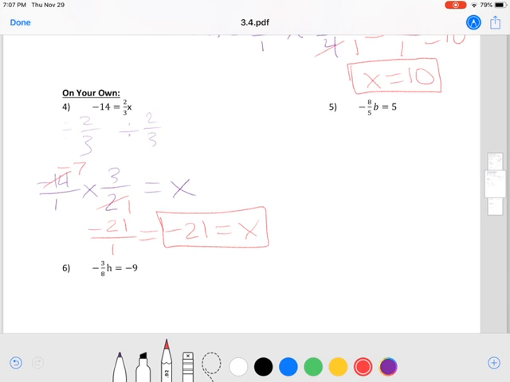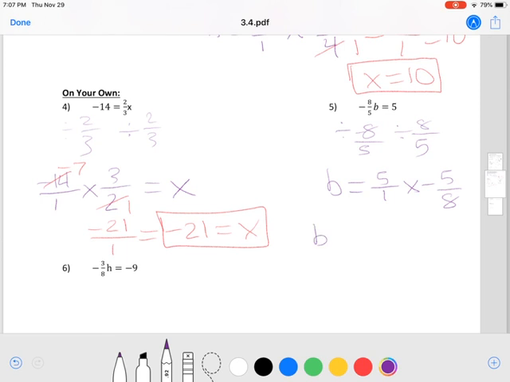Number 5, negative 8/5 times b equals 5. Again, we're going to divide out the fraction. So divide by negative 8/5 on both sides so that we can undo that multiplication. Here we are left with b equals 5 over 1 times negative 5 over 8. And here there is nothing to cross cancel. 5 and 8 have no common factor, and 1 and 5, again, there's nothing we can simplify. So I'm just going to multiply straight across.